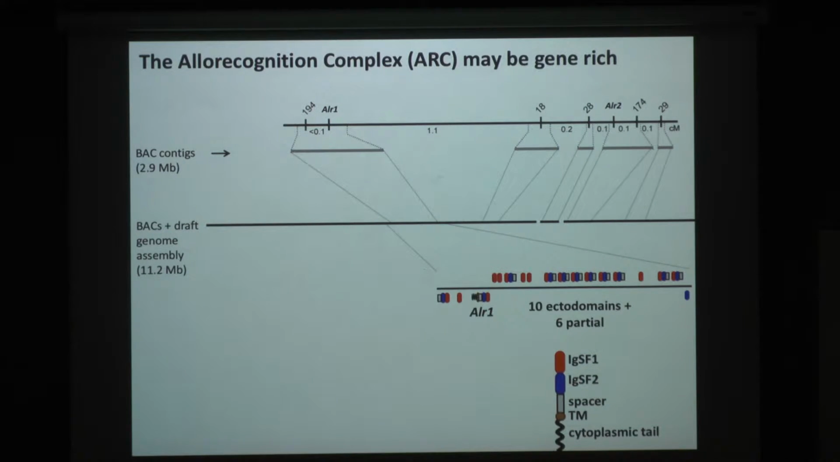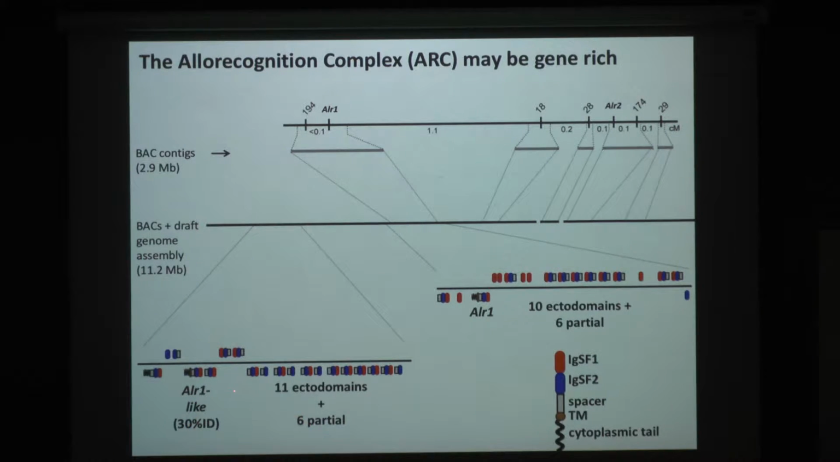Now, the real surprise was that further upstream, we found another ALR1-like gene. And this one's only about 30% identical. And surrounding it are, again, a cluster of 11 ectodomains and 6 partial domains. And again, we don't know whether these are actually expressed genes or not. But what this is starting to look like is a system where you can have variation not only at the level of the sequences of these genes, but also in terms of the number of actual genes you have that are controlling the response.